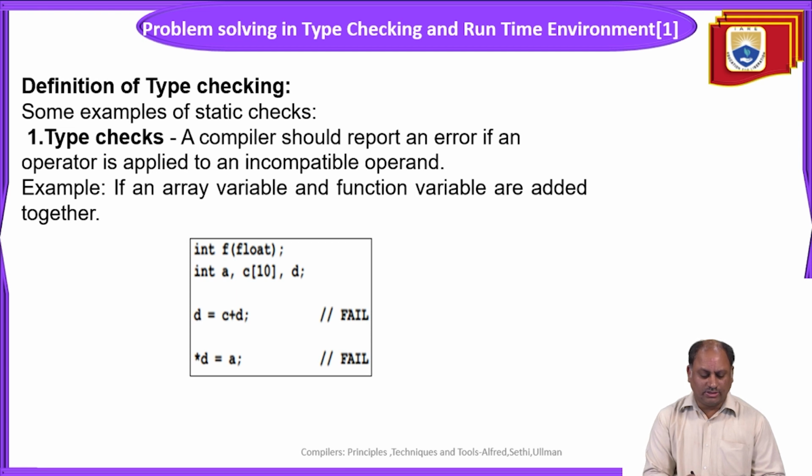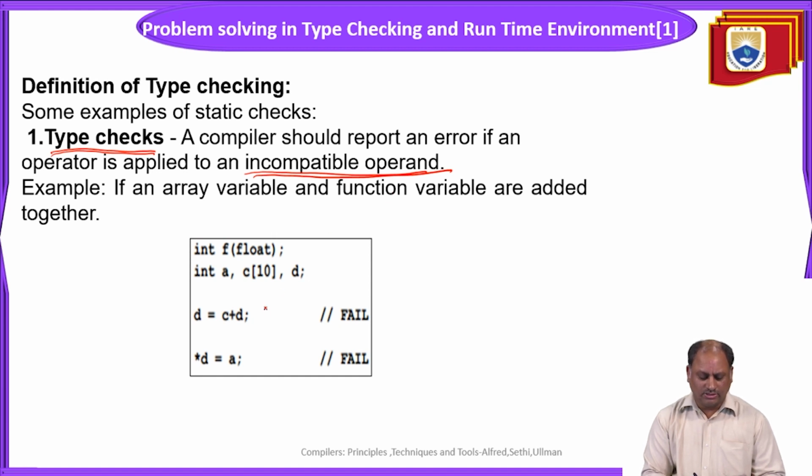Another one is type checking, which is used in the compilation part. The first one is static checks, called type checking. Generally it reports an error whenever an operator is applied to an incompatible operand. That means the operand will be verified as to whether it is compatible or incompatible.